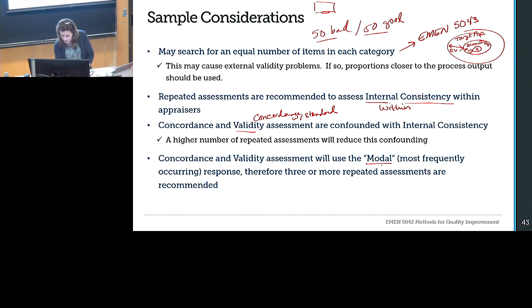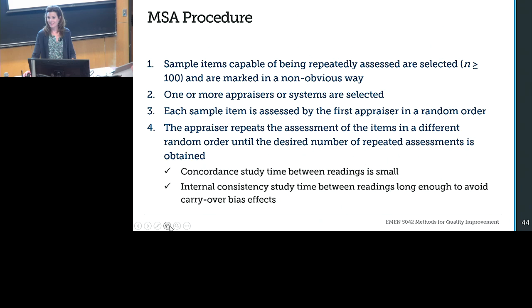Okay, so we're going to use the most frequently occurring response, and because we want to use the mode, we want to have 3 or more repeated assessments when we're doing our concordance and validity. We'll walk through how to do that. Probably won't get to it this week, but next week for sure. I know you're excited. The mode.